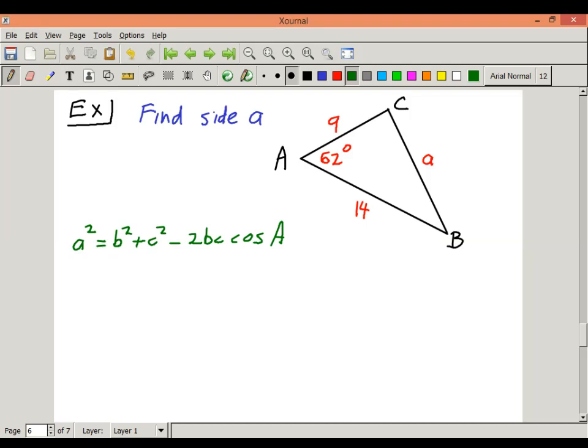This is a great calculator exercise. So a squared, we don't have a, so we're going to write a squared. b squared is the 9 squared, right? Plus c squared, that's going to be the 14 squared, minus 2 times b, which we said was 9, times c, which we said was 14, times the cosine of A, and we know A is 62 degrees, so cosine 62 degrees. So to calculate a, it's the square root of that whole mess on the right side.